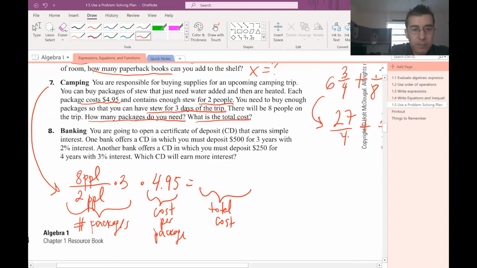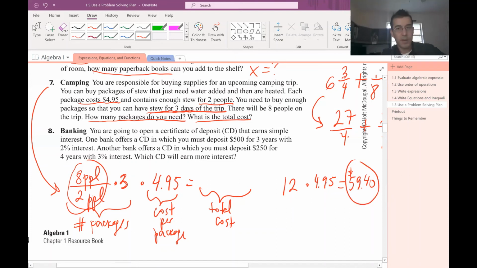But 4 packages, that's good for 1 day. We need to have stew for 3 days, so we have to multiply that by 3. So 8 over 2 is 4 times 3 is 12, so we need 12 packages. So 12 packages times $4.95, the cost per package, let's put that in the calculator, and we're gonna get 12 times $4.95, $59.40. So that's the answer for number 7.